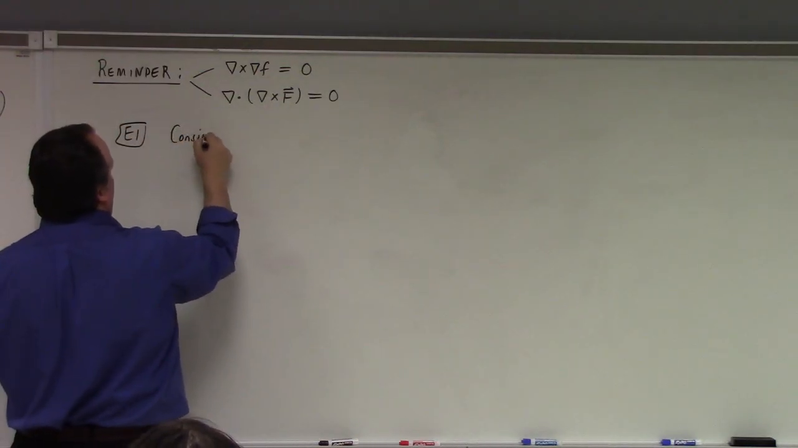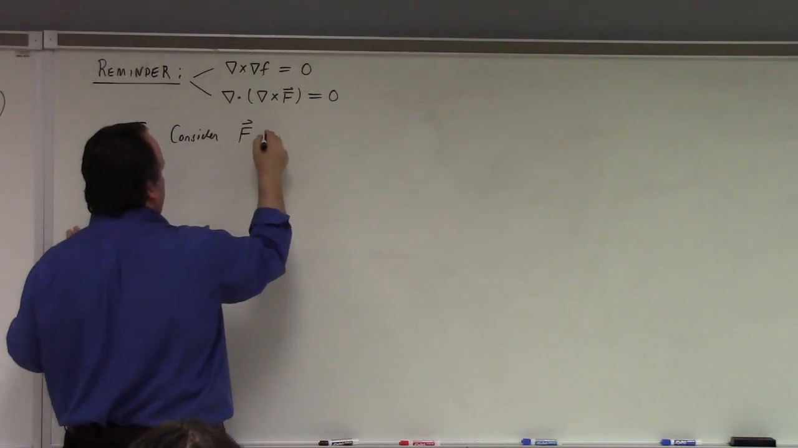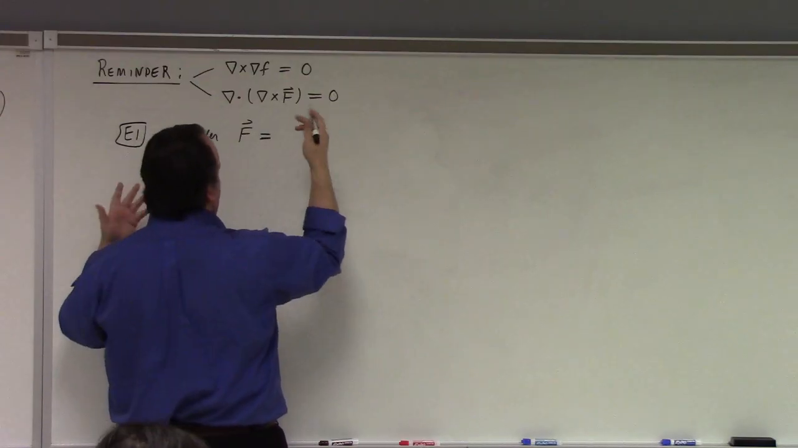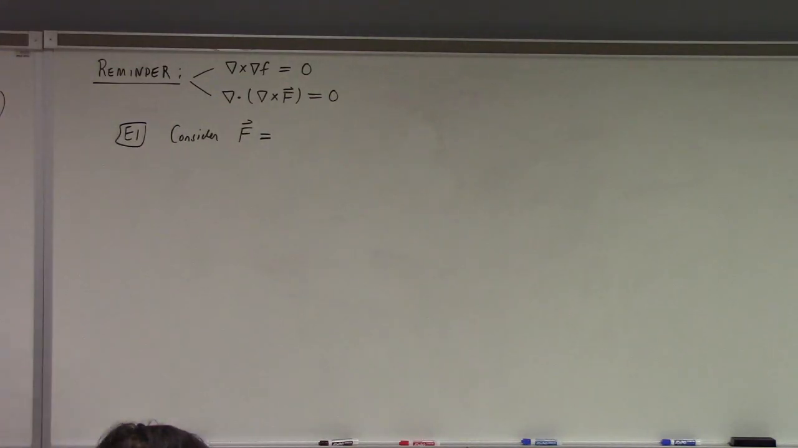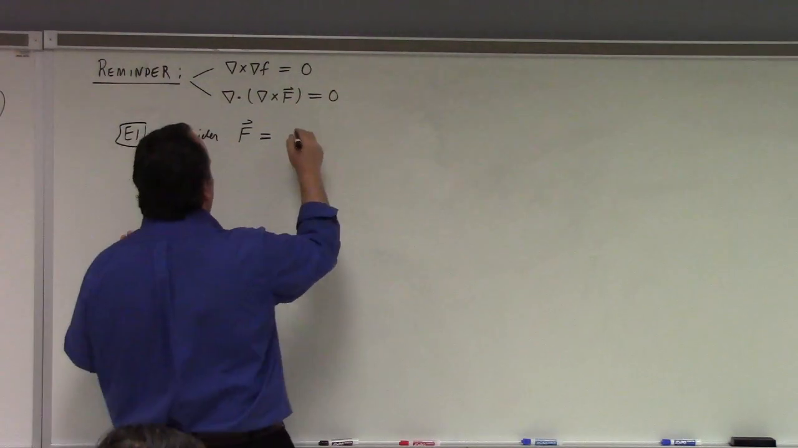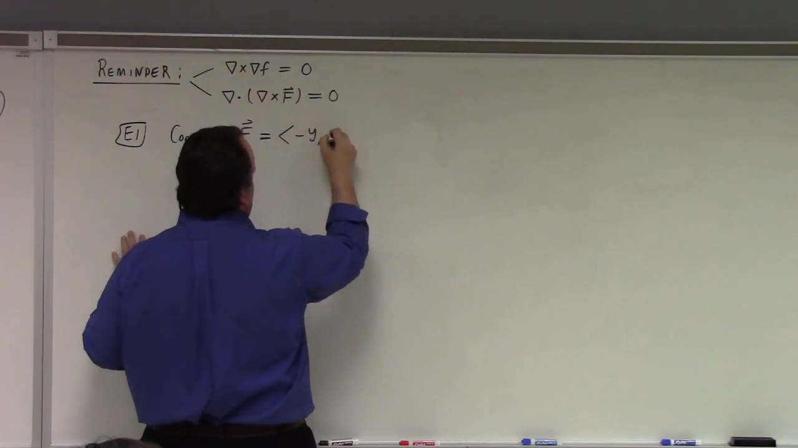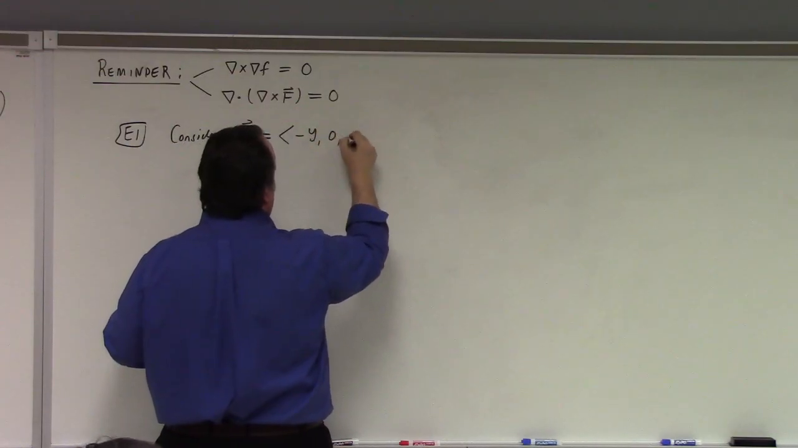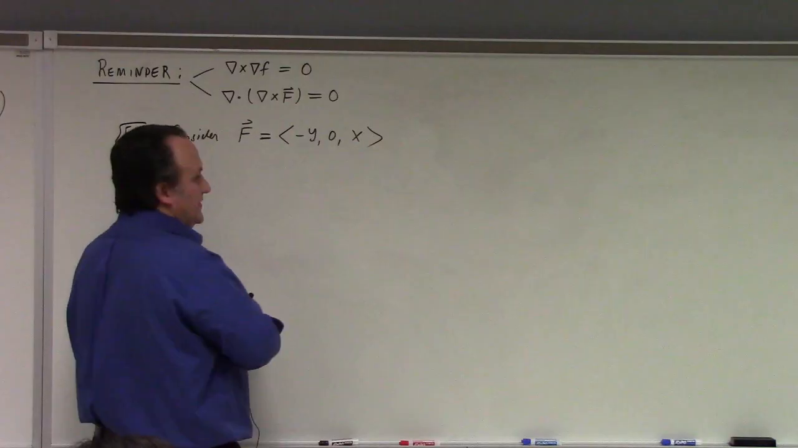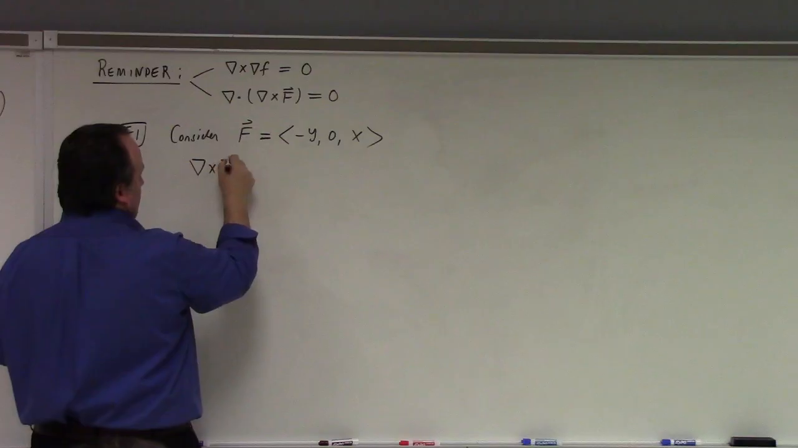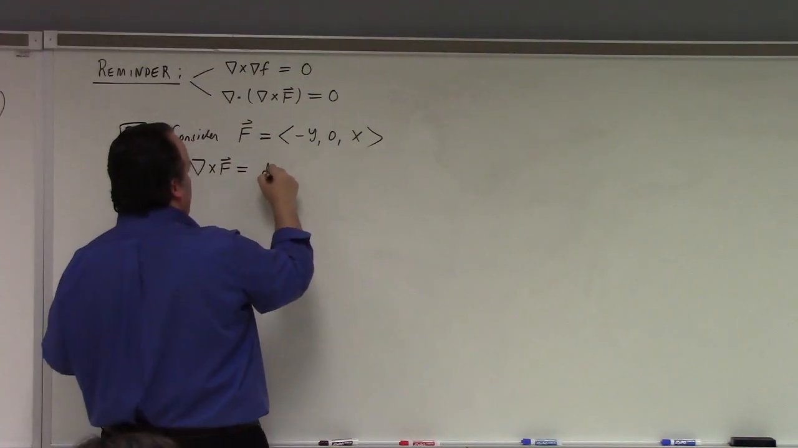Example 1. Consider a vector field F. I don't think this necessarily helps with the surprise attack mission. Oh, maybe it does. This is probably like problem 4. So consider F, which is, let's say, minus y, 0, x, just for the sake of discussion. What's the curl of this vector field? I'll do the determinant thing.